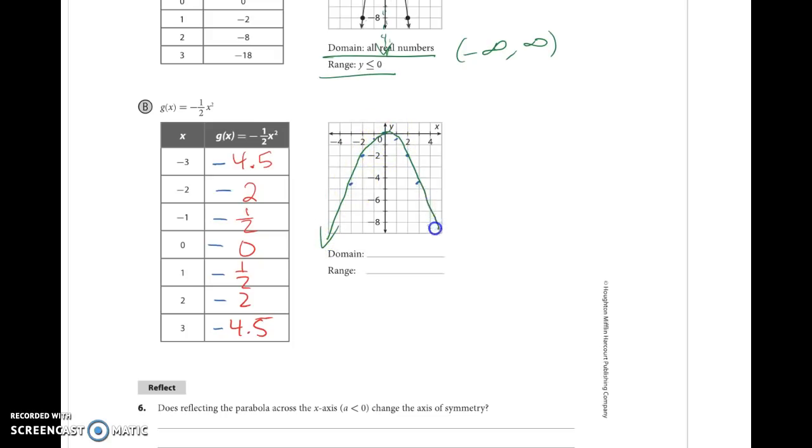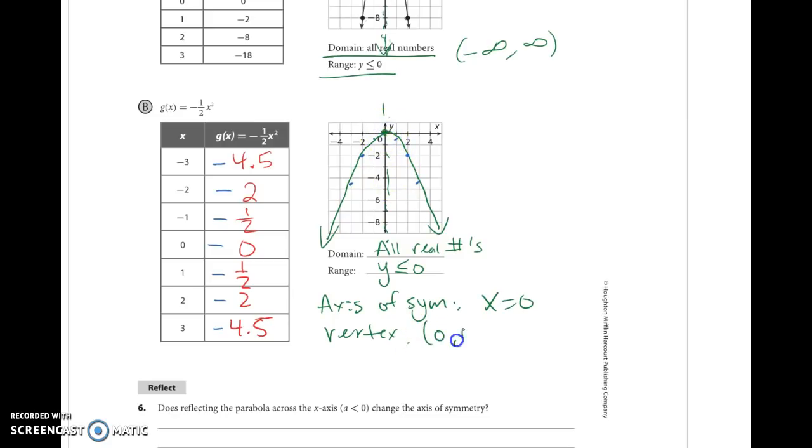make that a U, your domain is, let's see, x values can be all real numbers, so all real numbers. And your range has to be, y has to be less than or equal to 0, because it starts at 0 and it goes down. I like to label my axis of symmetry, and that's that dotted line down the middle of the parabola. That dotted line is at x equals 0. And my vertex is this point here, 0, 0.